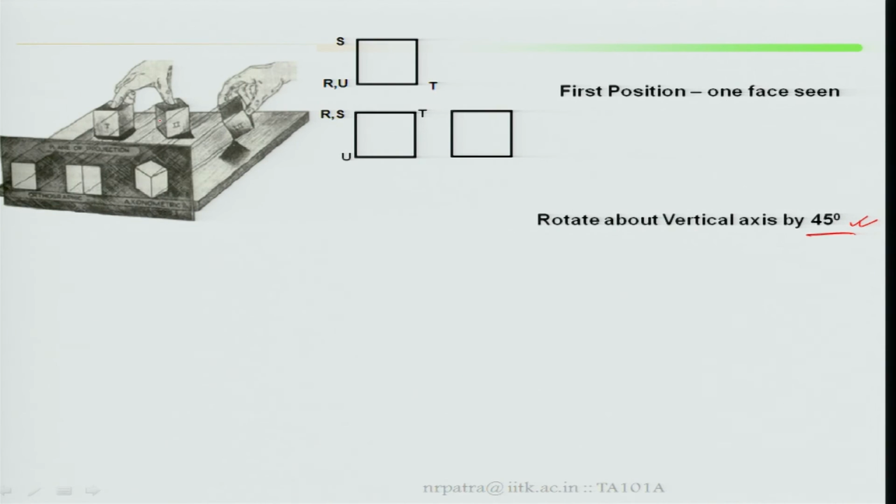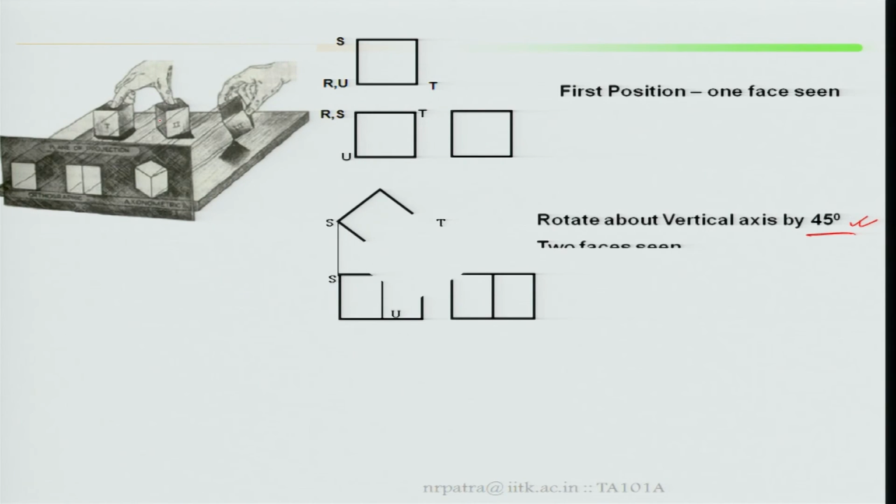The cube is rotated about the vertical axis by 45 degree. Here is how your front view as well as side view looks like. The same cube, how it looks here.